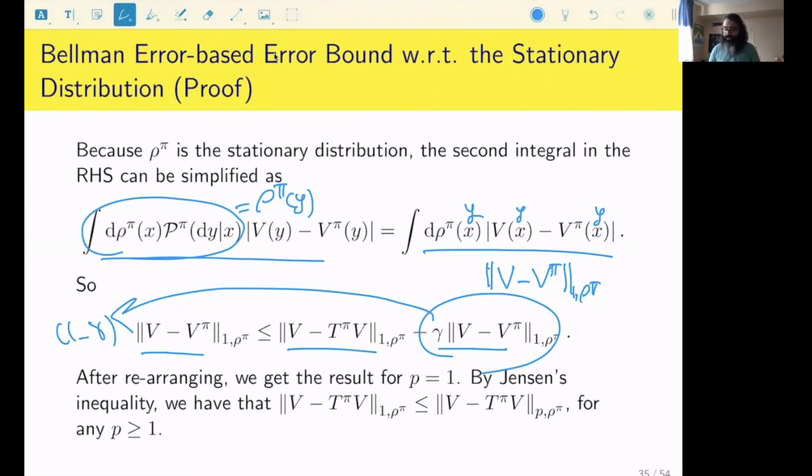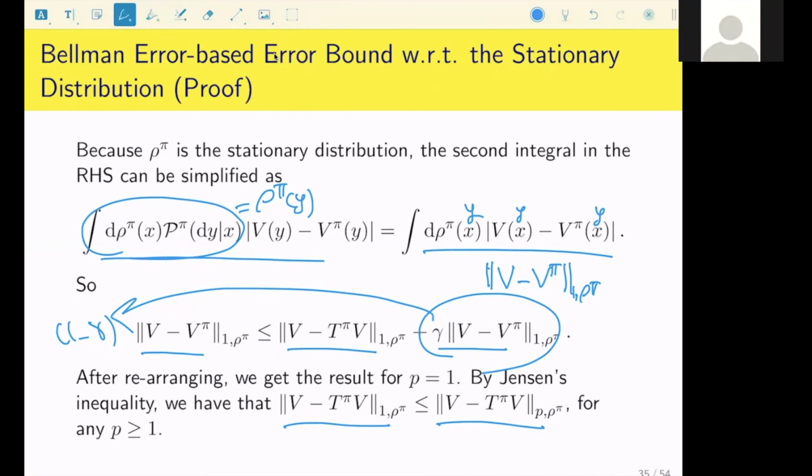And then by Jensen's inequality, again, I can show that the L1 norm is a lower bound for any other Lp norm. So I get the result for any Lp norm. Is this clear?